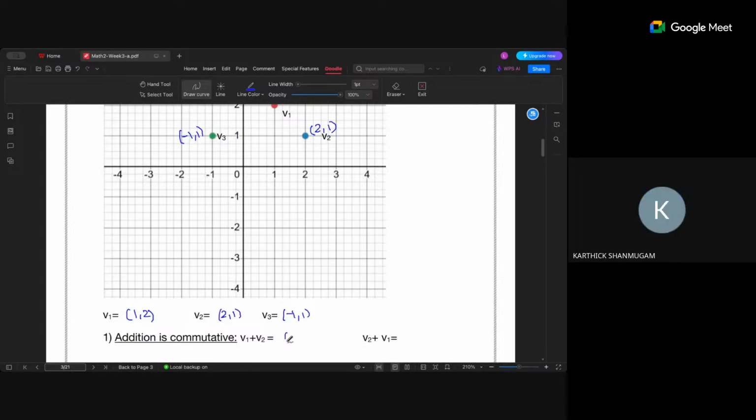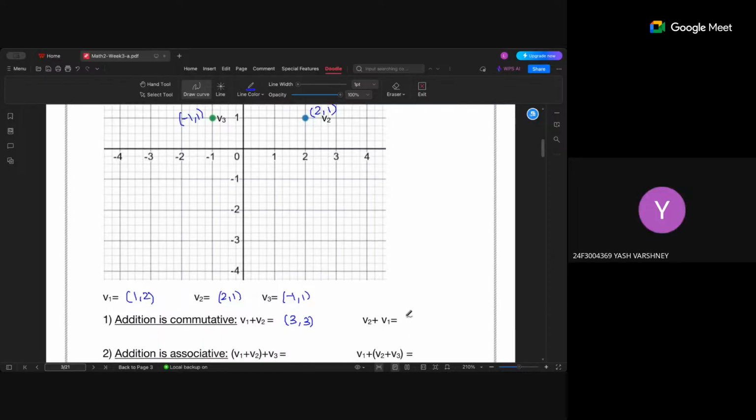3 comma 3. And what is v2 plus v1? It is also 3 comma 3. What do we observe here? We see that v1 plus v2 is equal to v2 plus v1. It means the addition is commutative. Commutative means that when we shift the positions, the value still remains the same. Here addition is commutative.